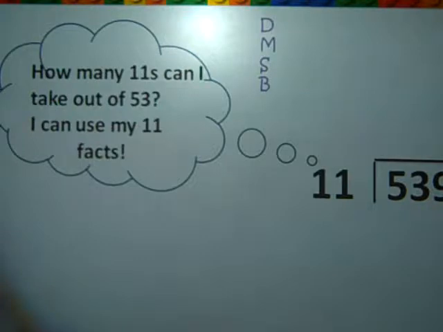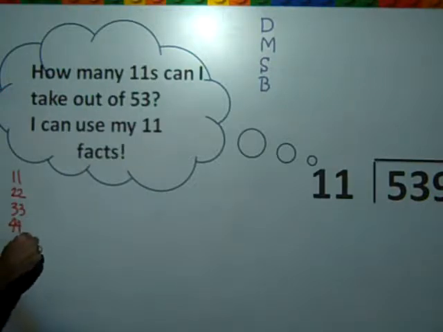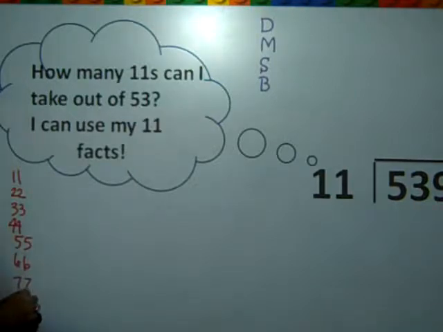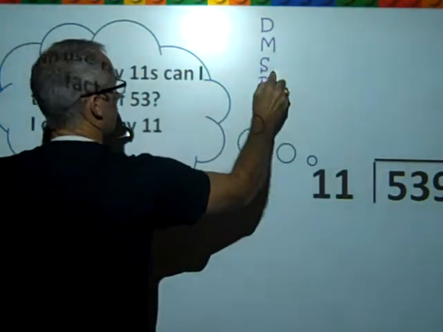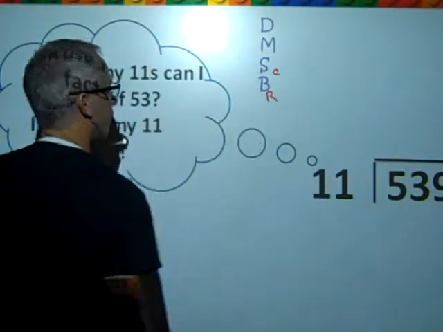So how many 11s can I take out of the number 53? I can use my 11 facts, if I know my 11s. So let's see: 11, 22, 33, 44, 55, 66, 77, 88, and 99. I'll stop there. And then, here are my rules: Drive My Super Cool Buggy Rudolph.